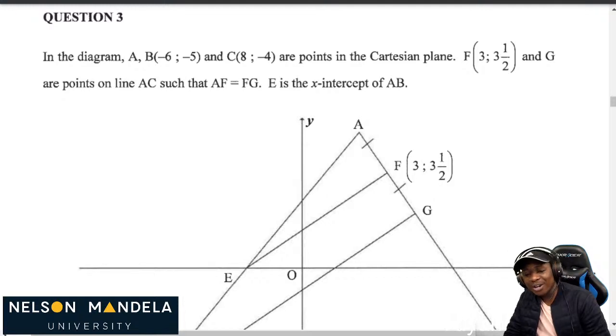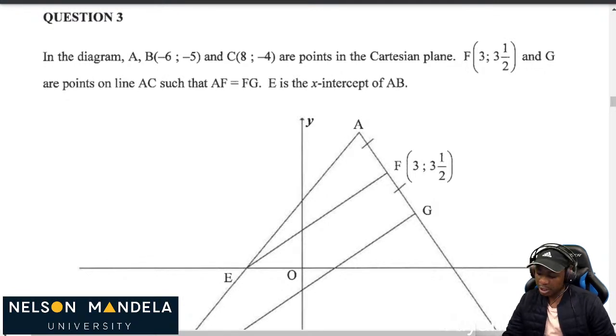And now we know the coordinates of point G. So since AF is equal to FG, that automatically makes point F our midpoint. Since F is our midpoint, there's this nice formula that we can use: XM is equal to (X2 plus X1) divided by 2, and YM is equal to (Y2 plus Y1) over 2.